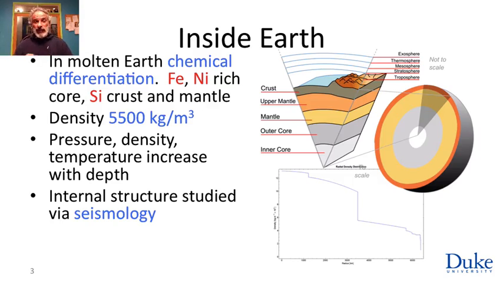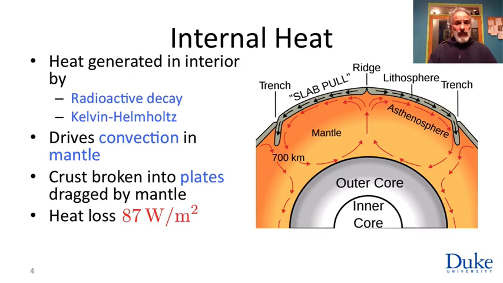The inside of the Earth is an extremely hot place. Even the mantle is very hot. And so what generates this heat? Well, there's a Kelvin-Helmholtz heat that heated the Earth as it was forming, remember, because gravitational potential energy was being converted into heat. But it turns out that the dominant heat-producing process in the Earth today is radioactive decay.